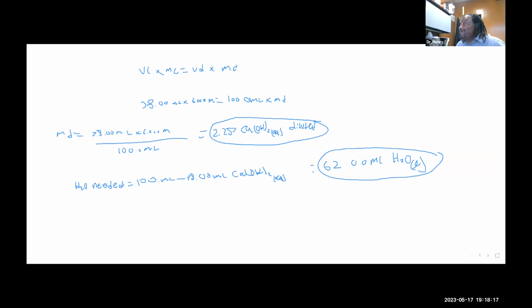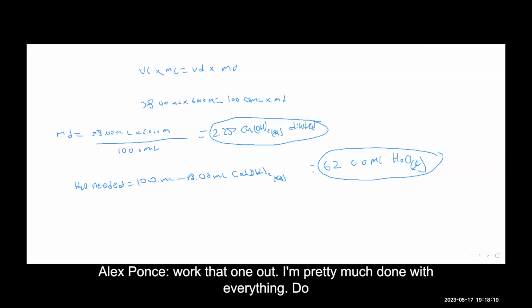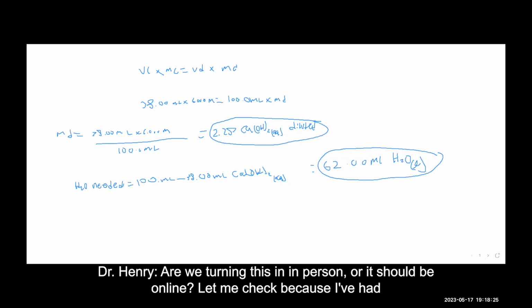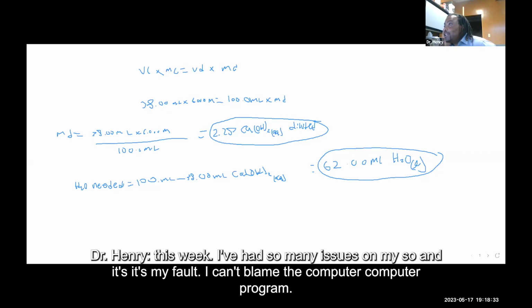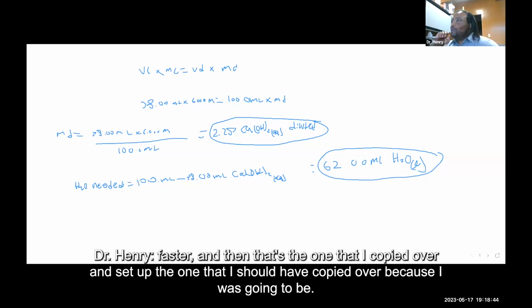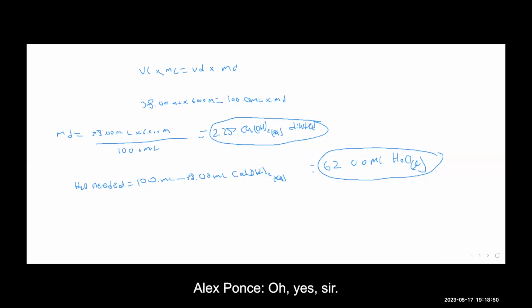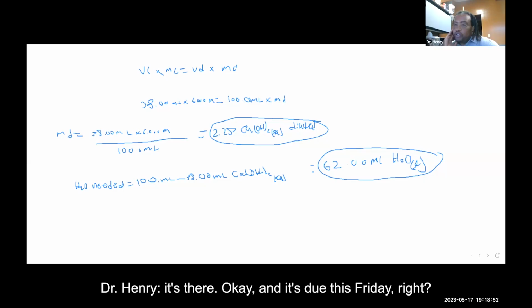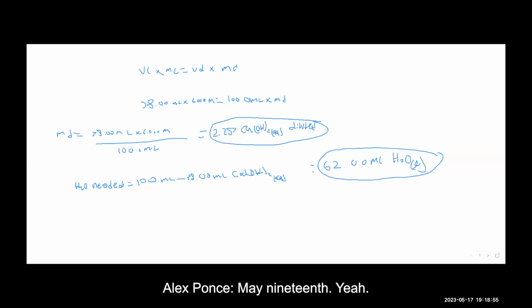And then number 7, we worked that one out. I'm pretty much done with everything. Are we turning this in person, or is it all online? It should be online. Let me check, because this week I've had so many issues online, and it's my fault. I can't blame the computer program. When I copy things over, I copied the one set up for a previous semester instead of the one I should have. Oh yeah, it's there. And it's due this Friday, right? May 19th. Yep.